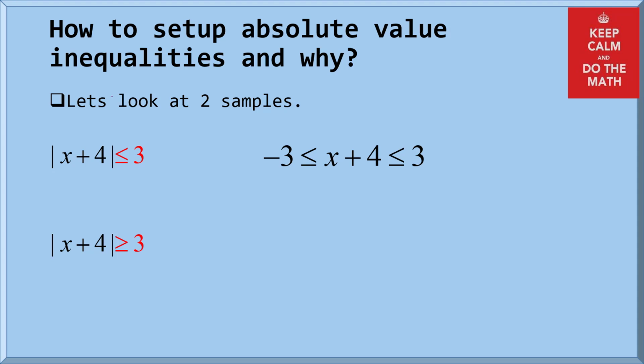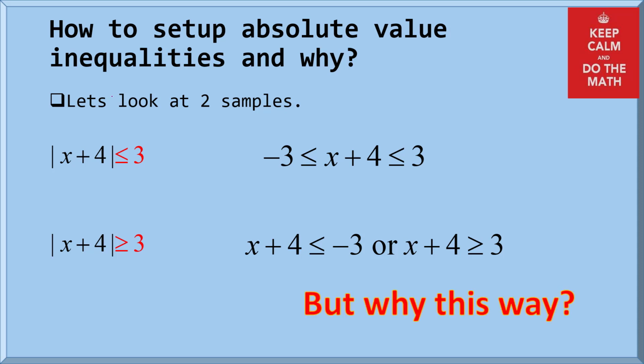Now let's look at the bottom one, where x plus 4 is greater than 3. We set it up as two separate inequalities. X plus 4 is less than or equal to negative 3, or x plus 4 is greater than or equal to positive 3. But why do we set them up this way? Why do our symbols face the way they do?